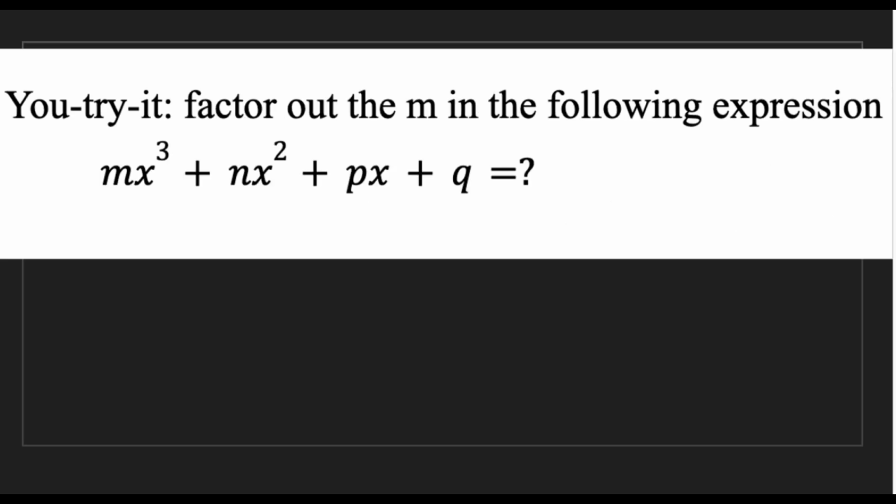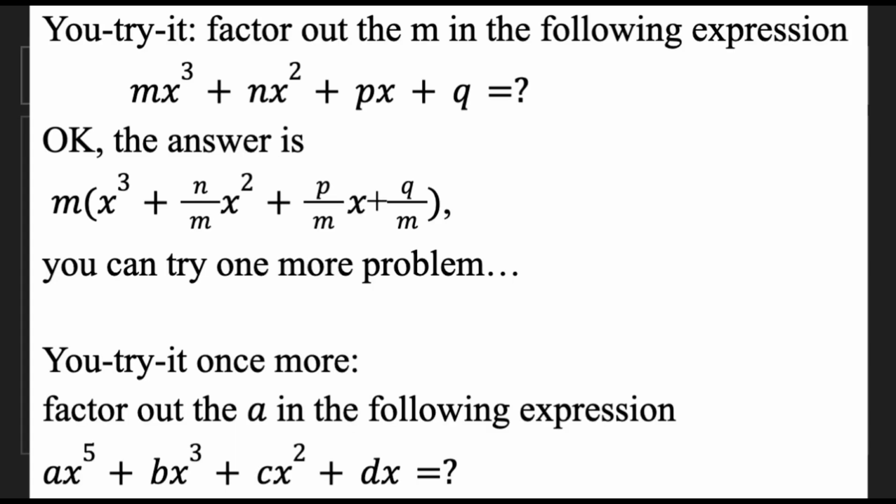At this point, I would like you to try this problem. See if you can factor out the letter m from this polynomial expression. I'll give you a few minutes. Then we can compare notes. As you can see, this method of factoring is pretty convenient. You just take out whatever letter you want, and divide every term inside the parenthesis by that letter. And if it can't be divided, just leave it as is.